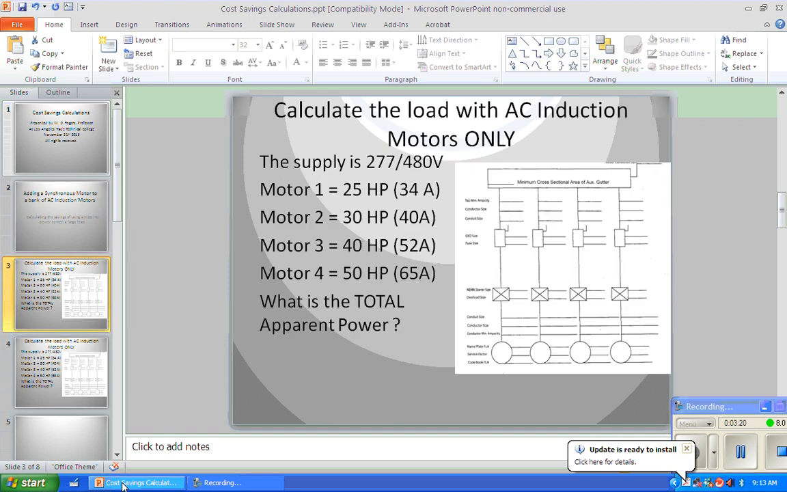We're going to look at some fairly large motors, in a bank where we have a 277/480 power supply. We've got a 25 horsepower motor that draws 34 amps, a 30 horsepower motor that draws 40 amps, a 40 horsepower motor that draws 52 amps, and a 50 horsepower motor that draws 65 amps. Fairly easily we can calculate this total load, right?